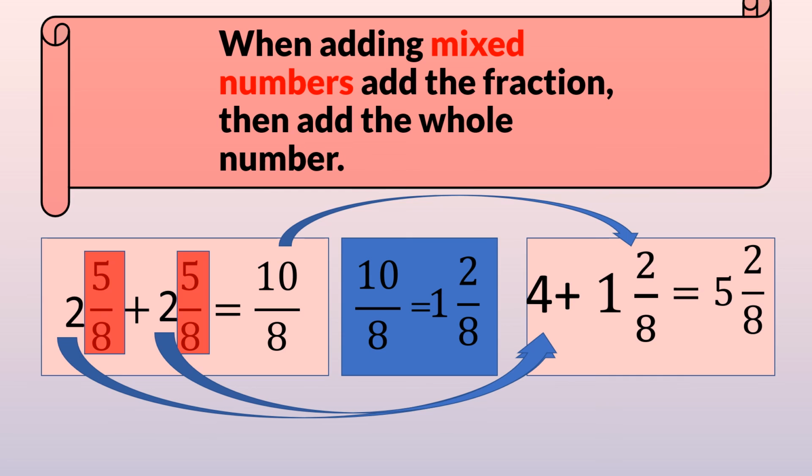So now we're going to add our 1 2/8 to our whole numbers that was in the beginning. So in the beginning, we had 2 5/8 plus 2 5/8. So we're looking at the two whole numbers. 2 plus 2 equals 4. That is where we got our 4 from in the last box. So now we're going to solve the problem. 4 plus 1 2/8 equals 5 2/8.